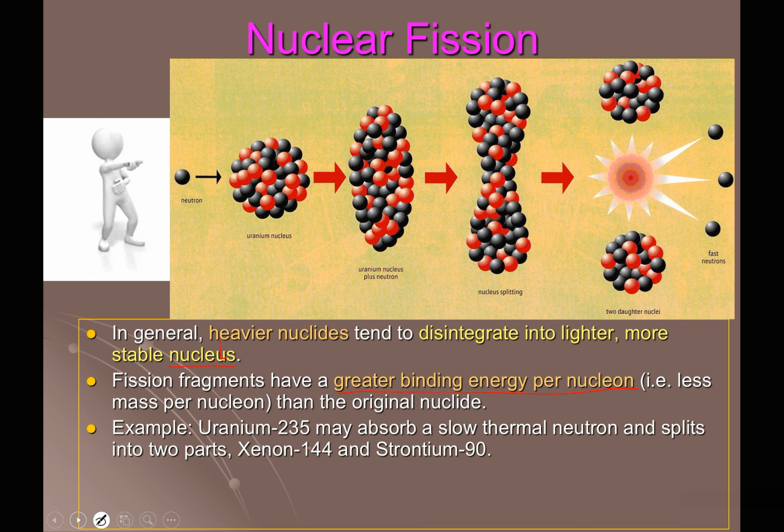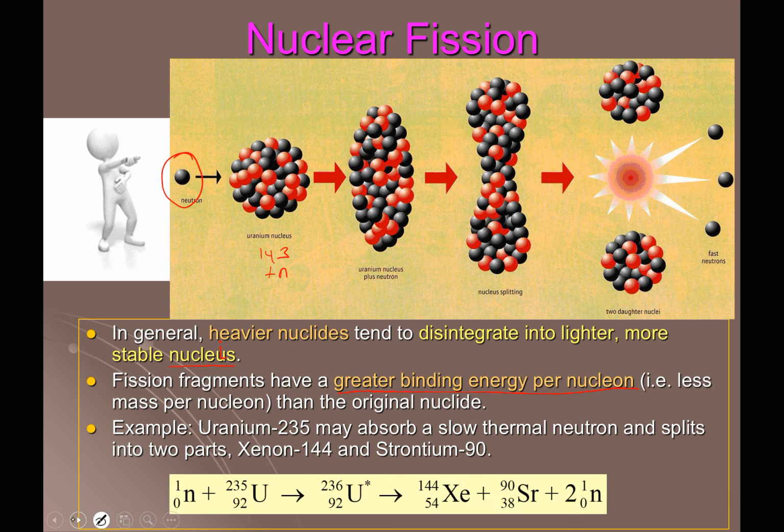A simple example is uranium-235, which may absorb a slow-moving neutron. Remember, it already had 143 neutrons. When I add another neutron, I now have an extremely excess number of neutrons, so it will not last for long. It will simply disintegrate to gain stability. So the equation would be uranium-235 absorbing a neutron to give us uranium-236.